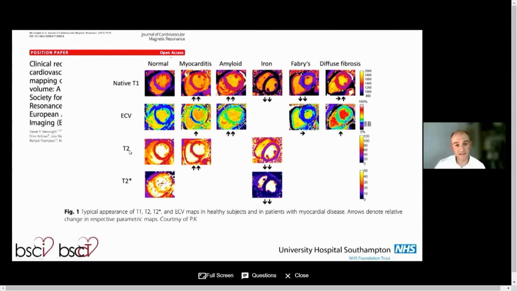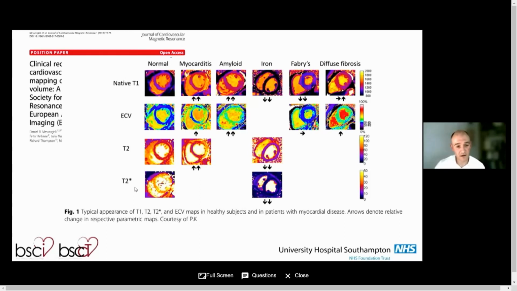T2 weighted imaging is another physical parameter of hydrogen atoms as they spin within the magnet, but they're very susceptible to myocardial water, and this is a hugely sensitive technique for looking for myocardial edema, and therefore T2 times are hugely elevated in examples of myocarditis, and I'll show you an example of that later.